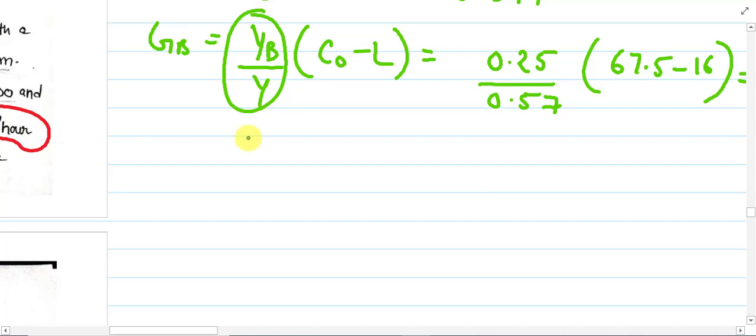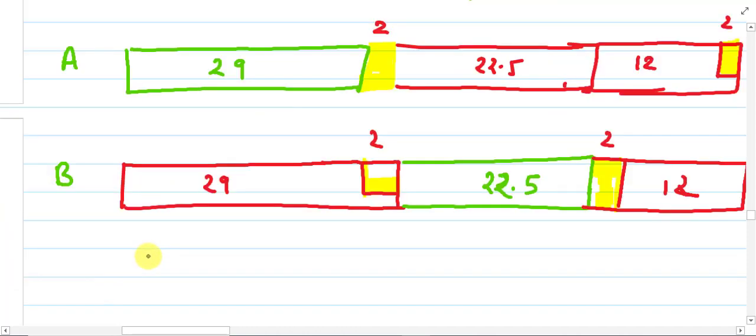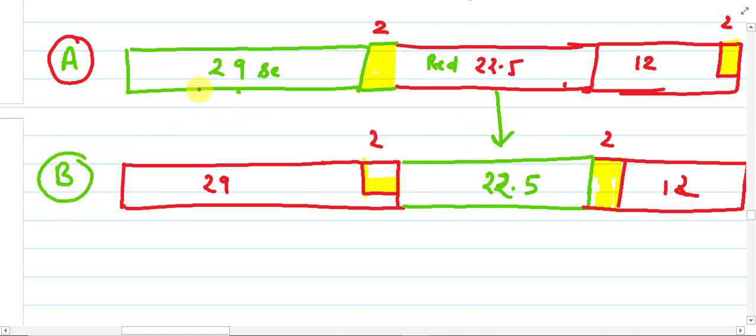Now we draw our phase diagram, first of all for road A, and then we will move to road B. So you can see that the phase diagram for road A starts with the green time, which is your 29 seconds. After the green time, you have a clearance time, which is 2 seconds, and then you have a red time. This red time for traffic movement is similar to the green time of your road B. Similarly, the green time of road A is equal to the red time of road B.